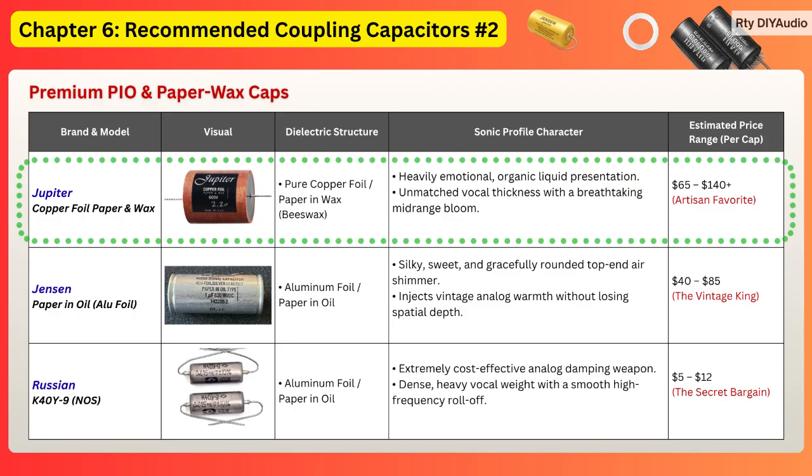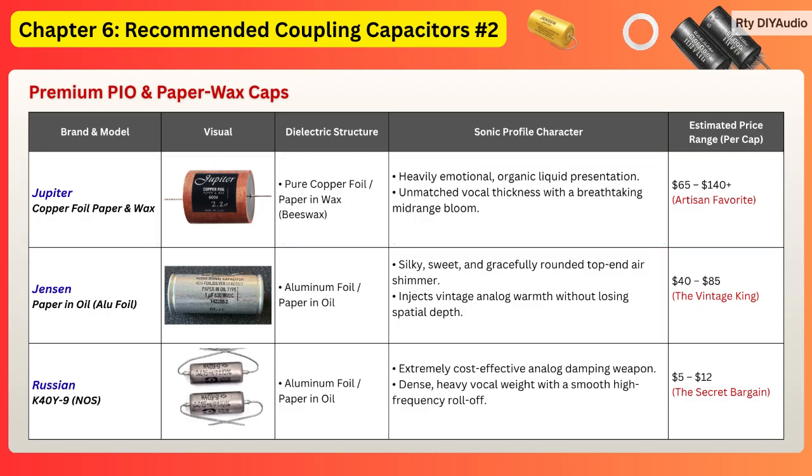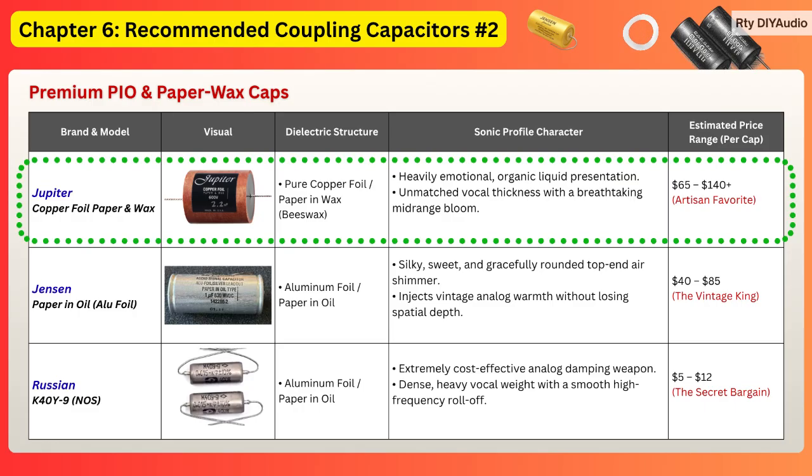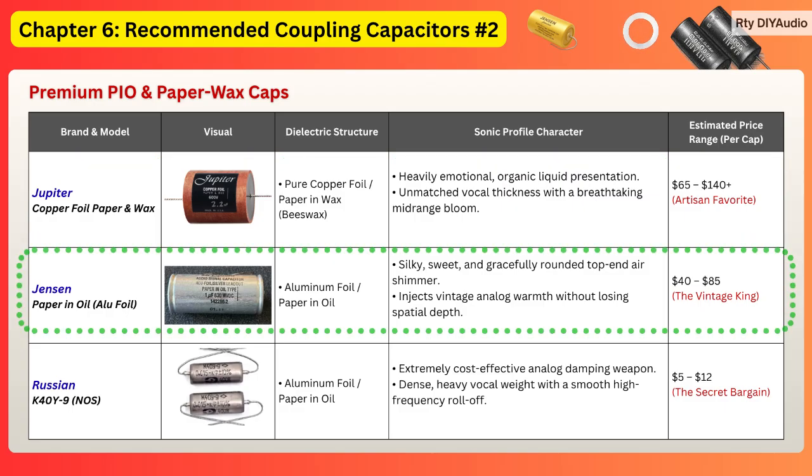By replacing fluid oil with pure beeswax impregnated paper, this American artisan masterpiece masterfully damps internal mechanical microphonic noise down to absolute silence. It delivers a heavily emotional, organic liquid presentation with an unmatched vocal thickness and a breathtaking mid-range bloom. Second, the legendary Jensen paper and oil with aluminum foil. Sourced from Denmark, this iconic vintage king injects a silky, sweet, and gracefully rounded top-end air shimmer, masterfully bleeding off harsh digital artifacts while preserving profound analog warmth and spatial depth.